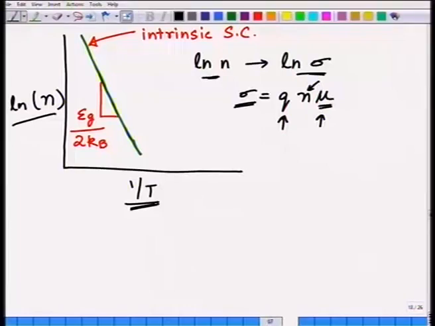So, this is what I wanted to tell you about intrinsic semiconductors and also the general comments. Remembering this, from the next lecture we will start with extrinsic semiconductors, that means semiconductors which are doped. But before I do that, maybe I make one more comment before I close this.